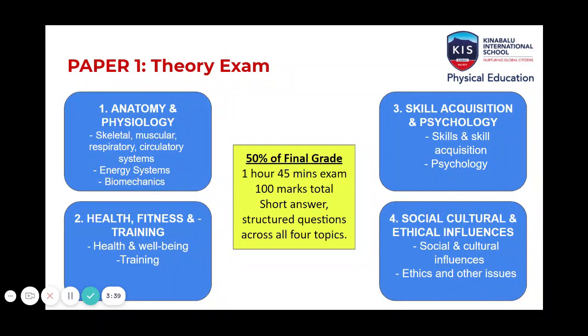So, what you might see when you're studying the theory components. We have four topics: anatomy and physiology, where you'll look at the skeletal, muscular, respiratory, and circulatory systems. And if you're considering taking biology as well, there is good crossover with the content here. Taking biology will support your knowledge within this topic, and vice versa for PE and biology.